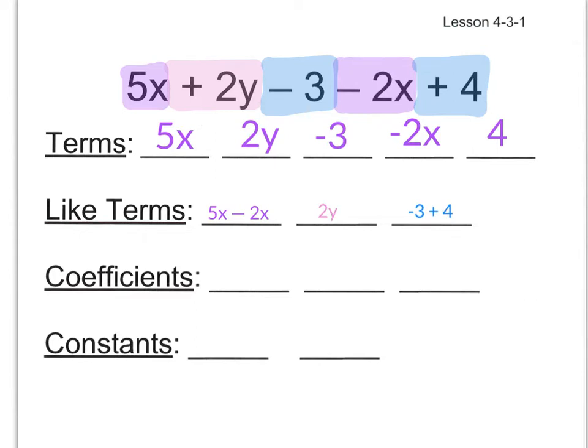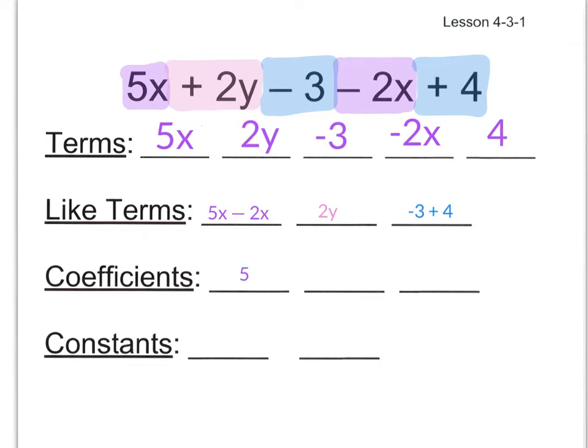Coefficients, the coefficients are the numbers in front of the variables. So in order to be a coefficient, there must be a variable. So I'm only looking at my purple and pink terms from above because those are the ones with the variables, and I'm looking for the number in front of those variables. So in the 5x, in front of the variable, the x, I see a 5. So 5 is the first coefficient I see when I go left to right.